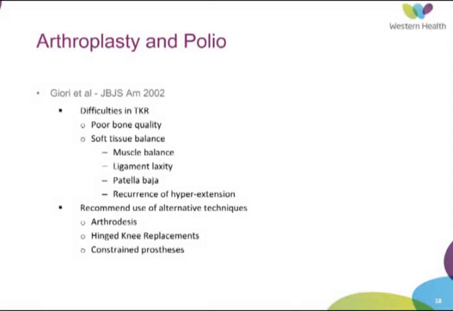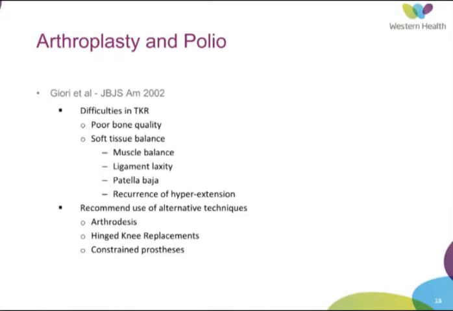So they recommended in their discussion at the end that although it's possible and there are good results published in studies, arthrodesis is perhaps the preferred method, or using a more constrained prosthesis such as the hinge knee replacement. And that if you are going to do a primary knee, using the more constrained is the better way to go.